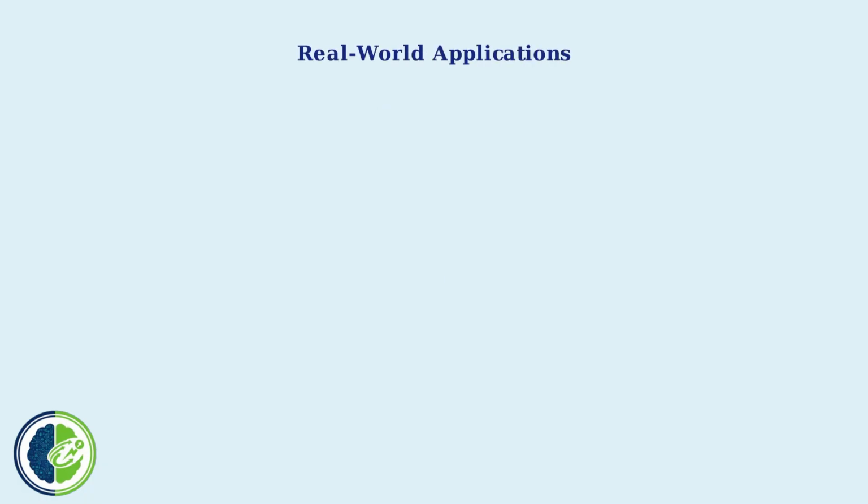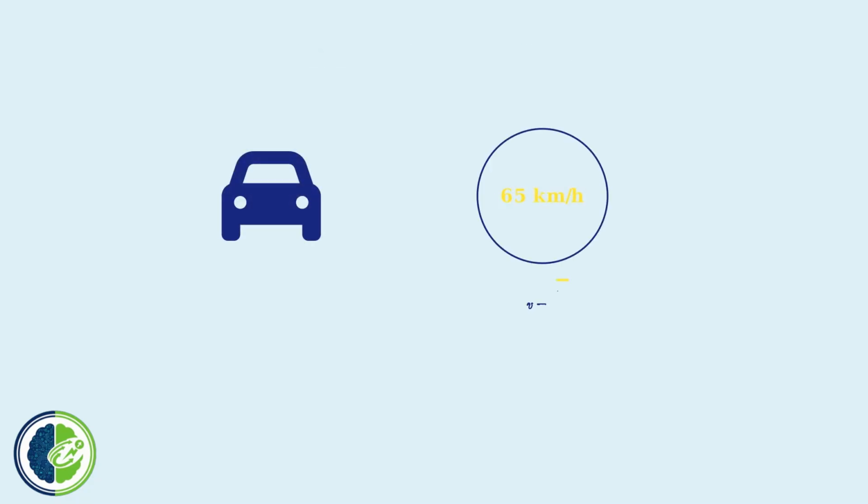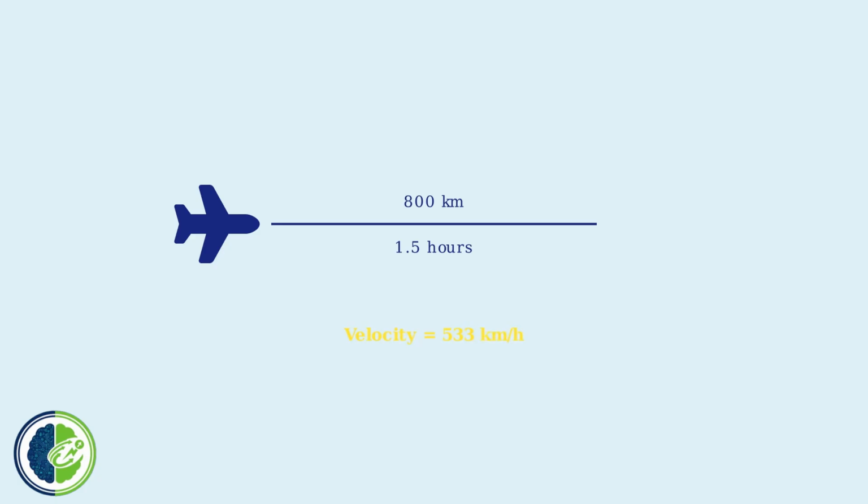Velocity calculations aren't just academic exercises. They're essential tools used in countless real-world situations every single day. In transportation, velocity calculations are everywhere. When you're driving a car, your speedometer constantly calculates and displays your velocity by measuring how much distance you cover over time. Airlines use velocity calculations to determine flight times, fuel consumption, and arrival schedules. Air traffic controllers rely on these calculations to safely manage aircraft spacing and landing sequences.